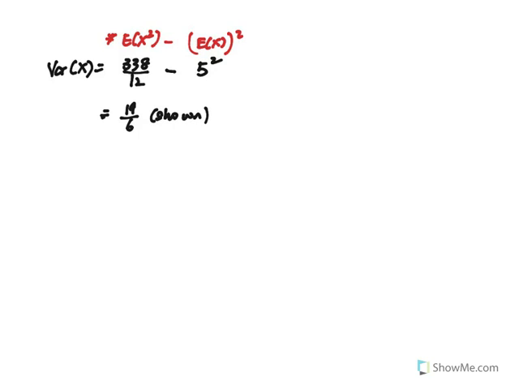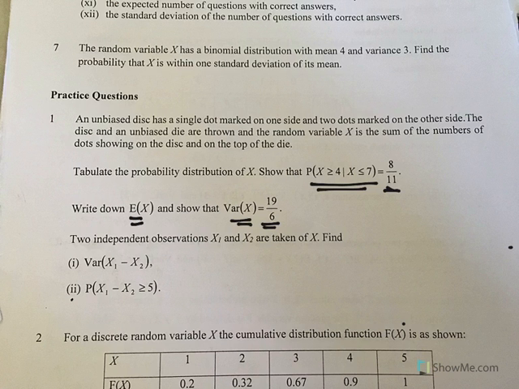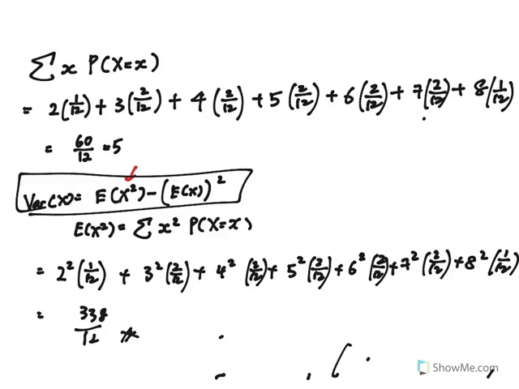So for this part, we are required to find 2 independent observations, x1 and x2, taken of X. We take note that we are not finding 2X, we are finding x1 plus x2. So number 1, we need to find the variance of x1 minus x2.